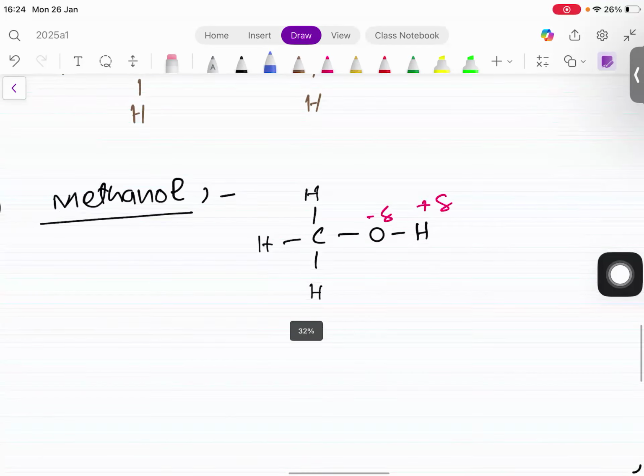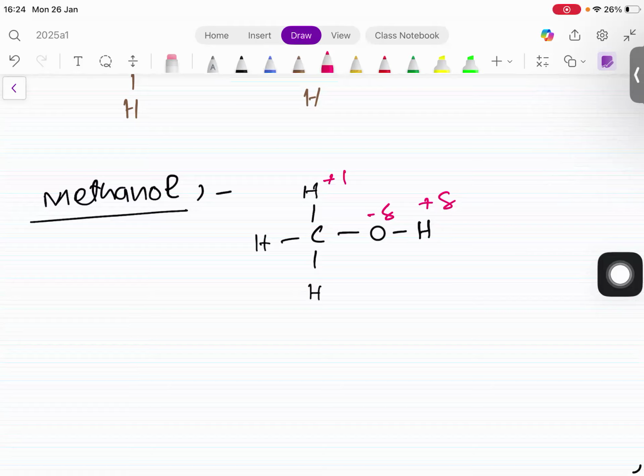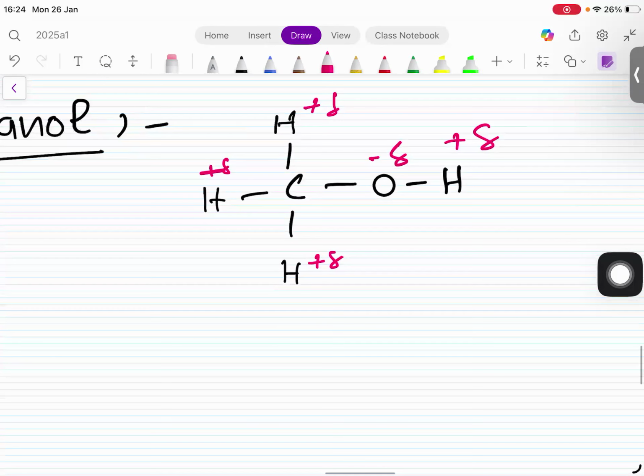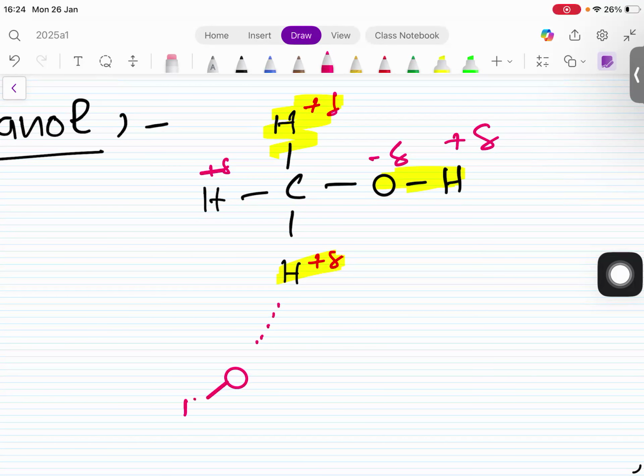What about methanol? Now listen everyone. Although methanol has two kinds of hydrogen, this hydrogen is also partial positive, this hydrogen is also partial positive, but there is a difference. I cannot use this hydrogen. For example, do you think this will be the hydrogen bond? Why not? Is this a hydrogen bond?